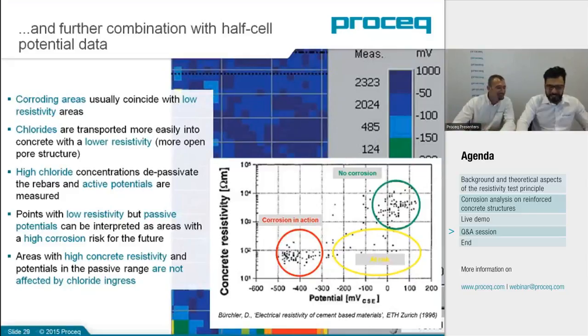Great. Okay, next question I've got here is how much does the surface resistivity device cost? A lot of money. That I don't know. We can definitely let you know.